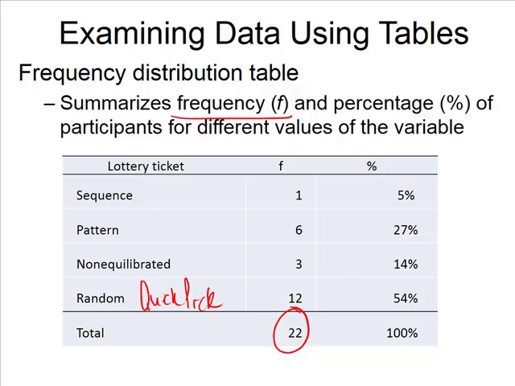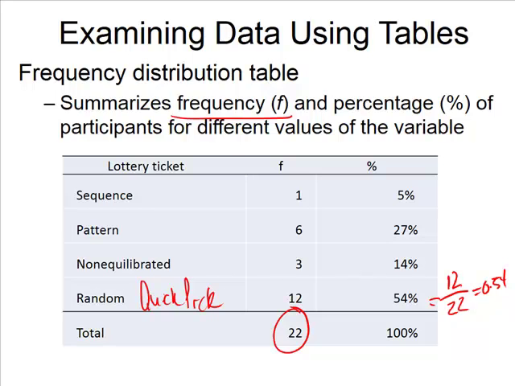So what's the most popular method? The random quick draw, quick pick option. How do we know it's the most popular? It has the highest percentage. Right? Hopefully I don't have to teach you guys fractions. 12 out of 22 is 54%, or 0.54 as a proportion. Okay. There, I just did teach you percentages. Okay.